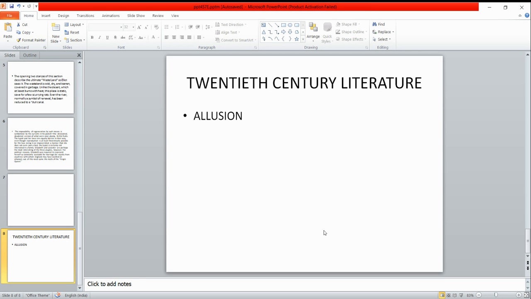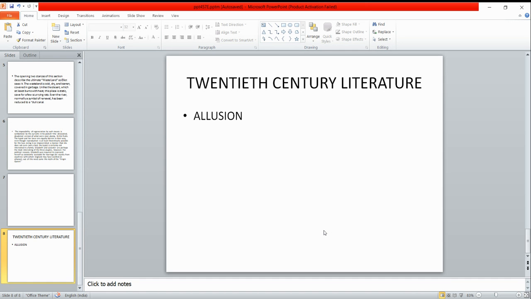In literature, it's frequently used to refer to cultural works, that is, alluding to a Bible story or Greek myth. Allusion also exists in other forms, like in music. Musicians, for example, frequently allude to melodies used by other musicians.